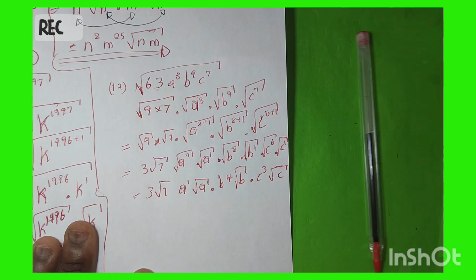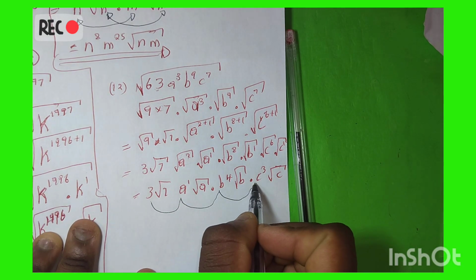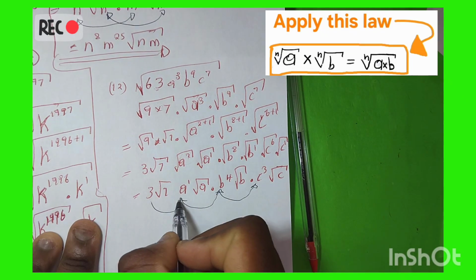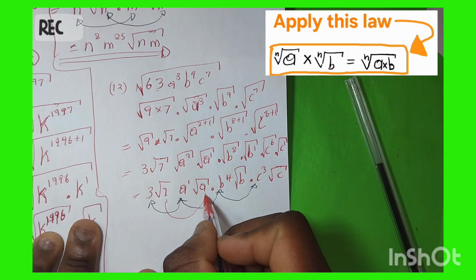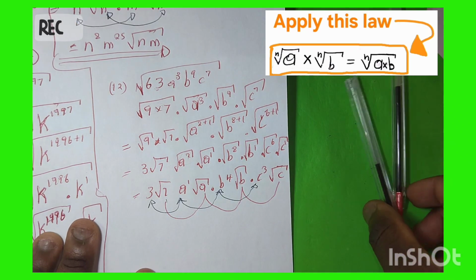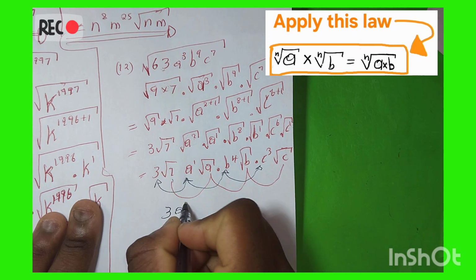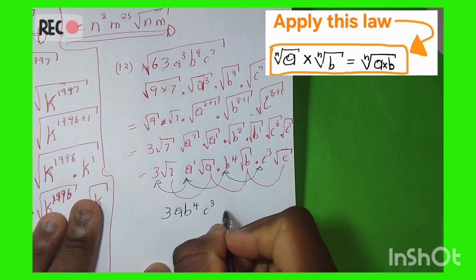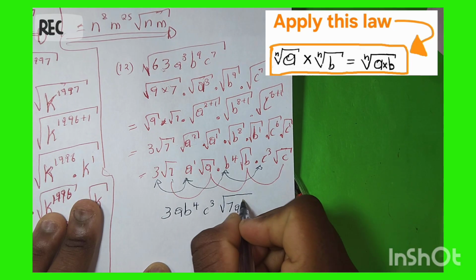Do you see? And now take note that all of these things there, they will multiply each other, those ones. They will multiply each other. Even this one which are inside, they will multiply each other. Meaning now your final answer now will become as 3AB4C3 over square root of 7ABC.